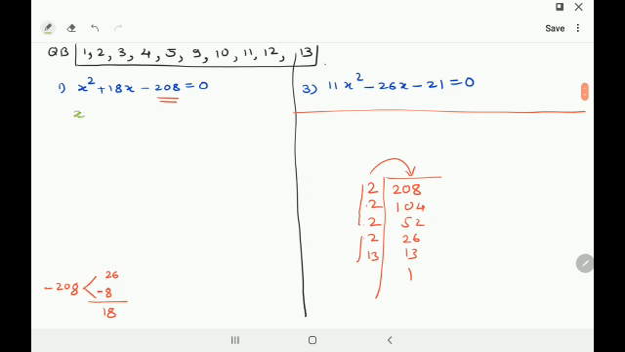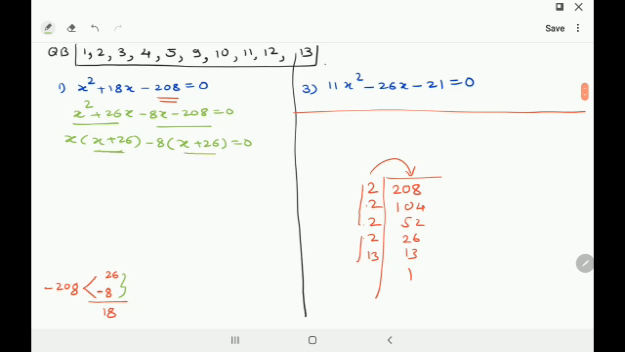x square plus 26x minus 8x minus 208 is equal to 0. I can take things common from this. x common, x plus 26. And don't worry about this one: minus 8 common, and whatever is here, the same thing you are going to get if your factors are correct. So it is x plus 26. Got the point? Whatever is there in the bracket, the same thing you should get here.